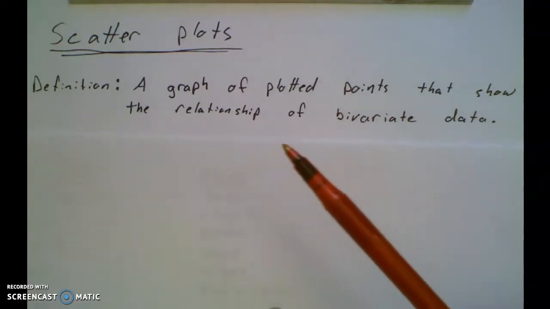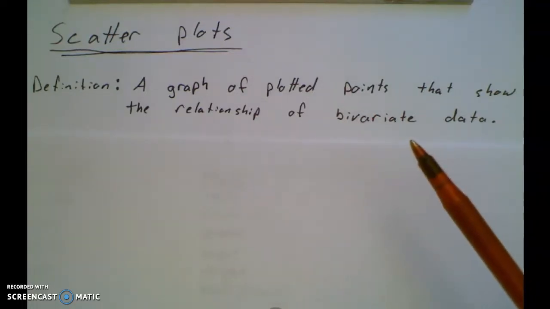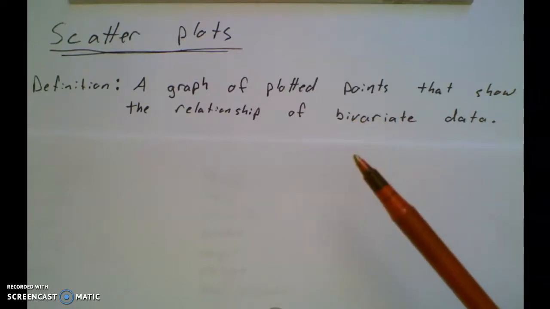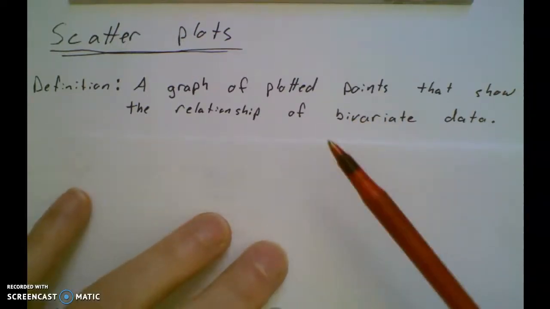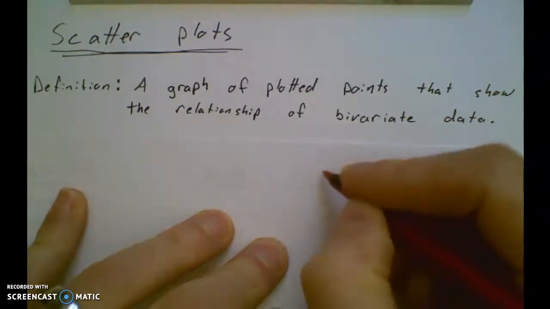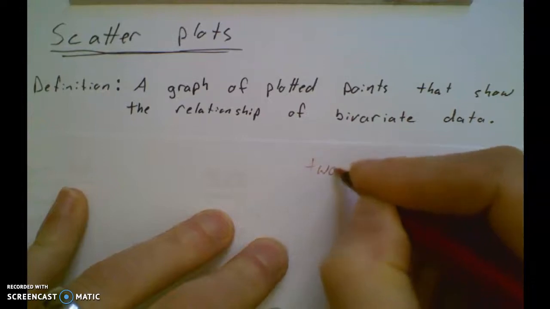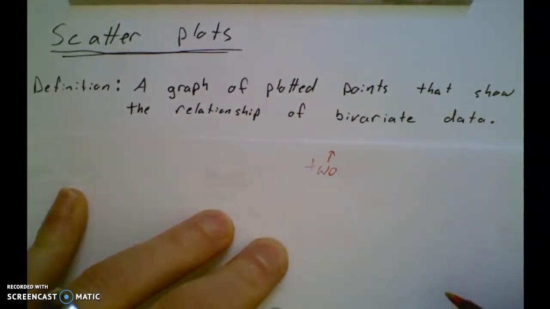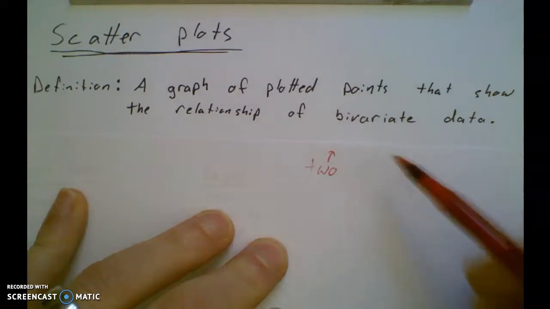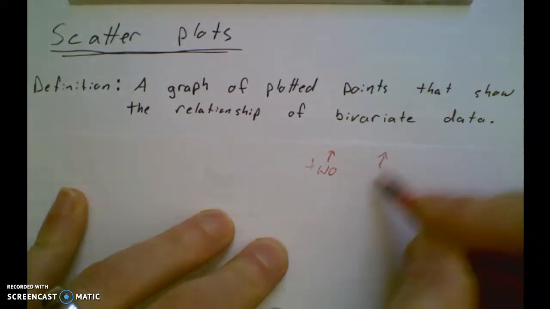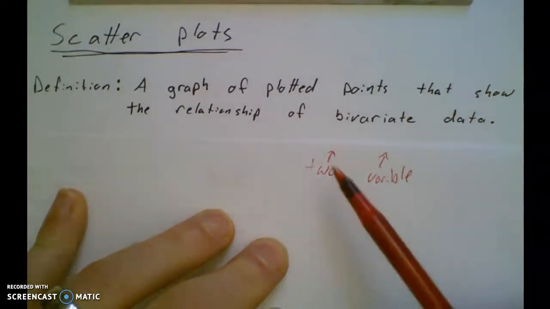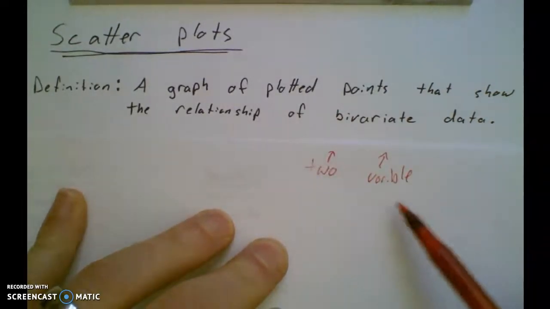relationship of bivariate data. We need to unpack this word bivariate, because it's probably the first time you've ever seen it. It starts with the prefix bi, which means two, just like a bicycle means it has two wheels. And then the back part, variate, just means variable. So really we're talking about two variable data.